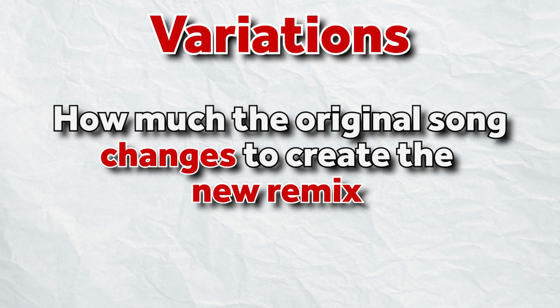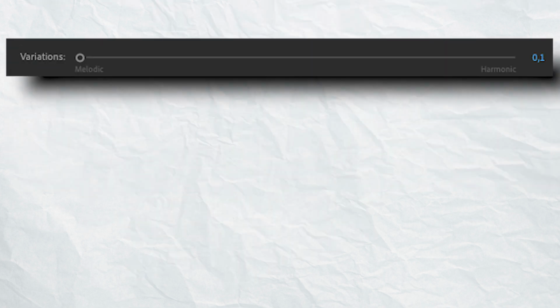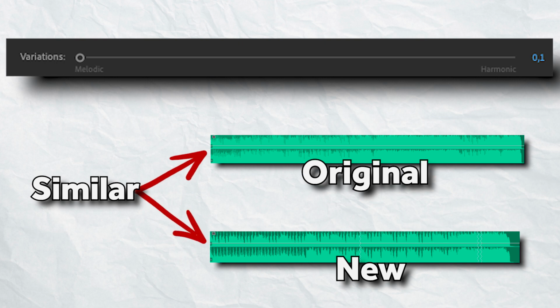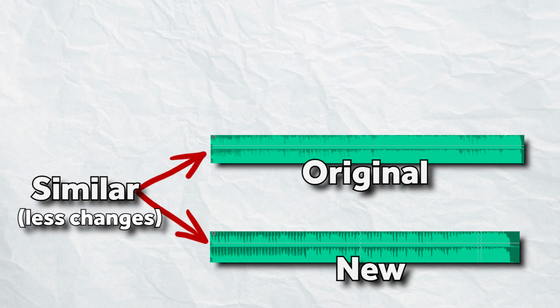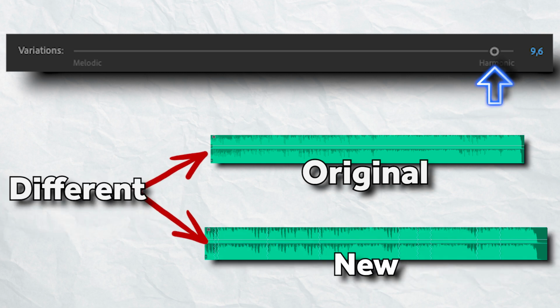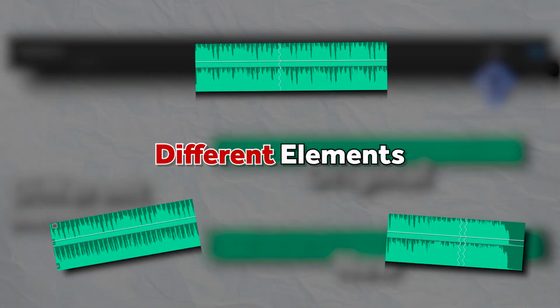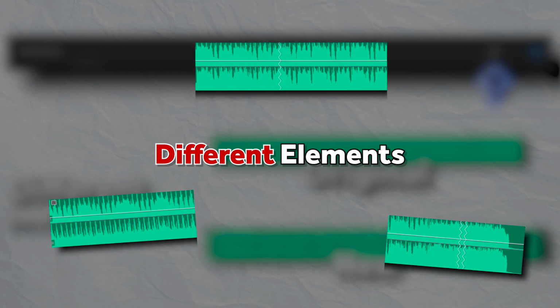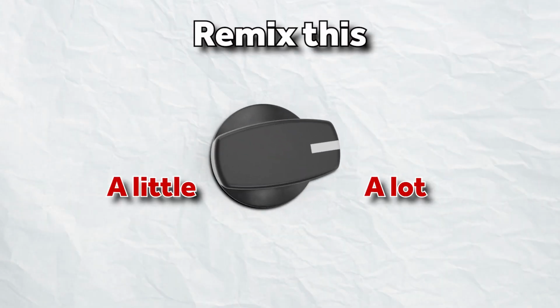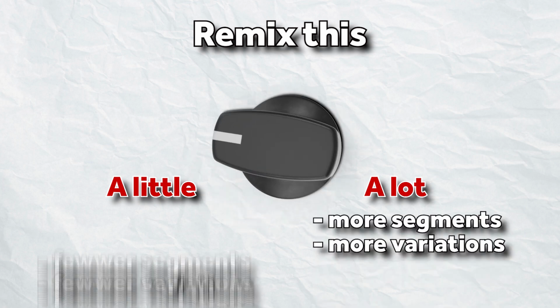The variation parameter adjusts how much the software changes the original song when creating the new remix. If the variation parameter is set to a low value, the new remix will sound more similar to the original song with less changes made by the software. If the variation parameter is set to a high value, the new remix will sound a lot different from the original song with more changes made by the software. And when it makes more changes, it selects different elements of the song and mixes those elements in there. Think of it like a knob. When you turn this knob up, you tell Premiere to remix this a lot. And if you turn it down, you tell it to remix it a little.